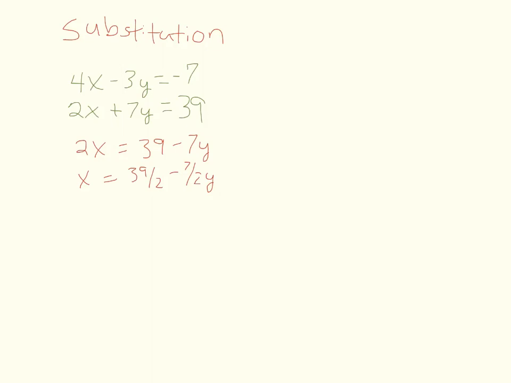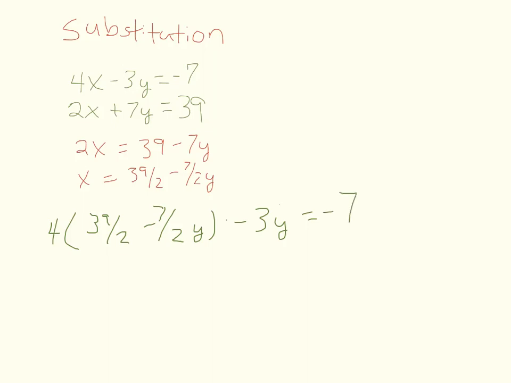So if you look at the first equation, 4 times, now x of course is 39 over 2 minus 7 halves y, and sorry, I've missed one. That's all x. So we have to subtract off the 3y, and then equals negative 7.